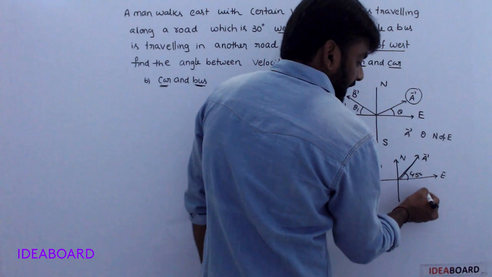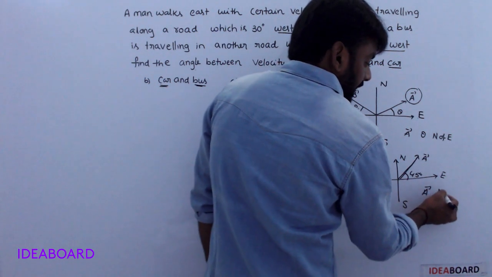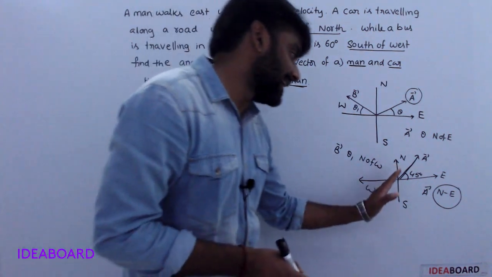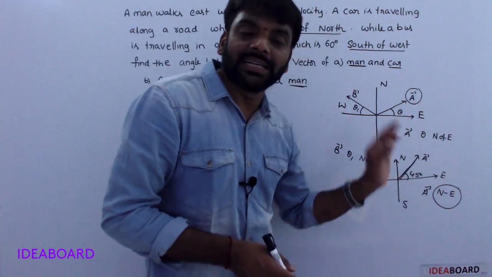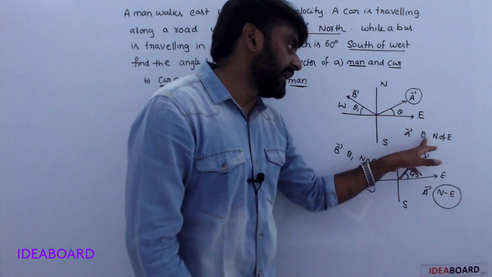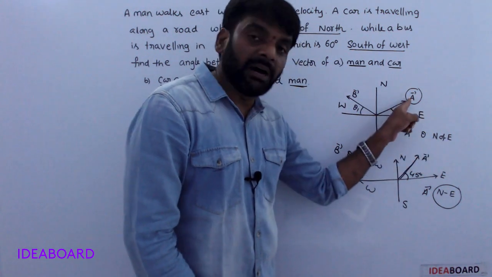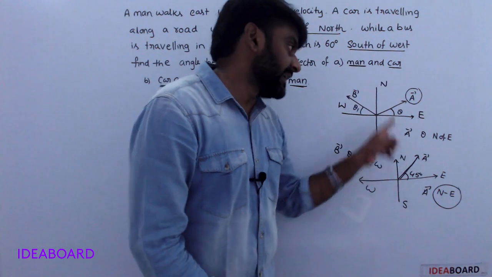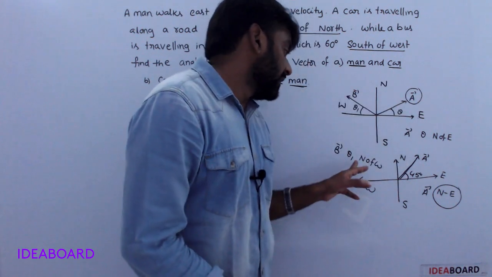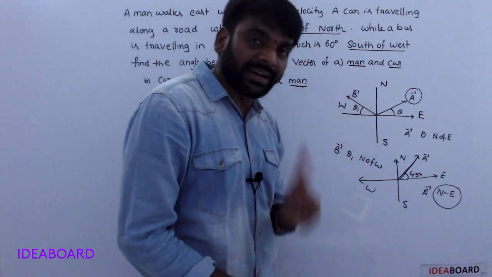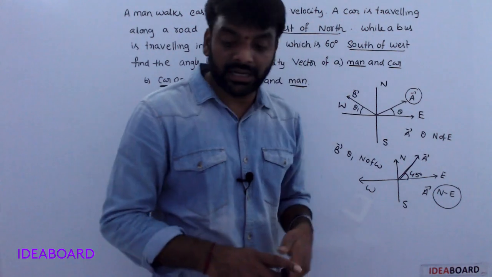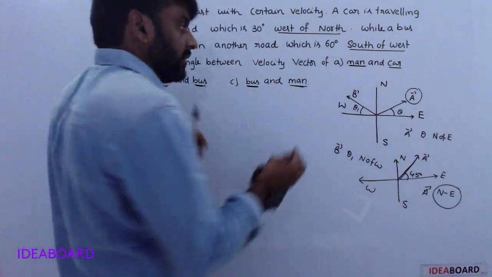Simply A bar in northeast. Northeast in the sense exactly in the middle. That angle is 45 degrees. Here A bar theta north of east means A bar vector makes an angle theta with east. B bar north of west means B bar vector makes an angle theta 1 with west. Understood? That's the meaning. Okay.